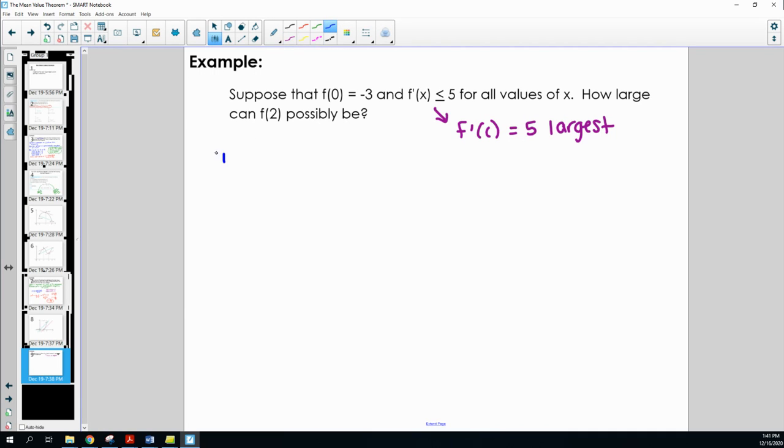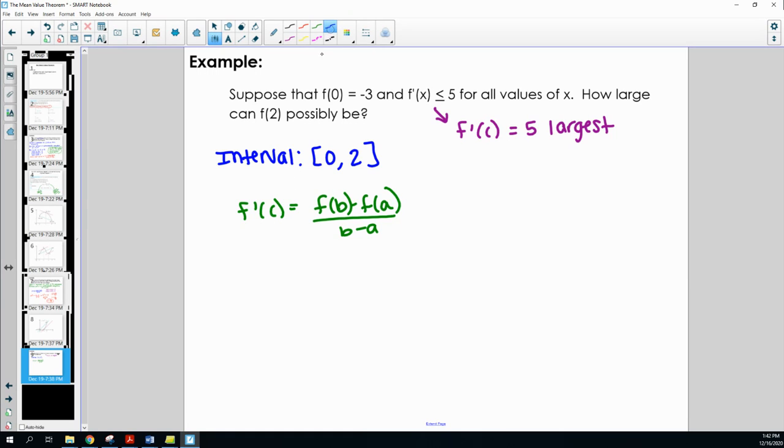We have to figure out what interval we're using. So they told us that f of 0 is negative 3. So that is going to be my endpoint for x, which is going to be 0. And then they ask us about f of 2. So 2 is going to be our right endpoint. So we're on the interval from 0 to 2. So let's use our mean value theorem. f prime of c is equal to f of b minus f of a over b minus a.